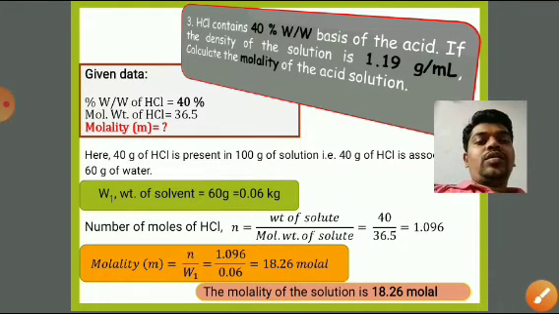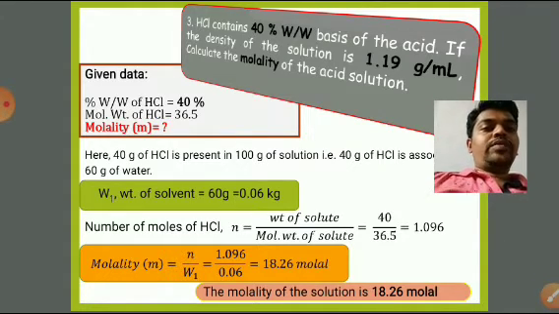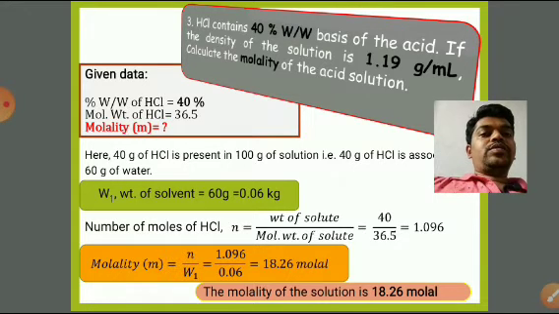Okay, so in this way we have calculated the molarity of the solution in which the HCl contains 40% weight by weight concentration in the given solution.